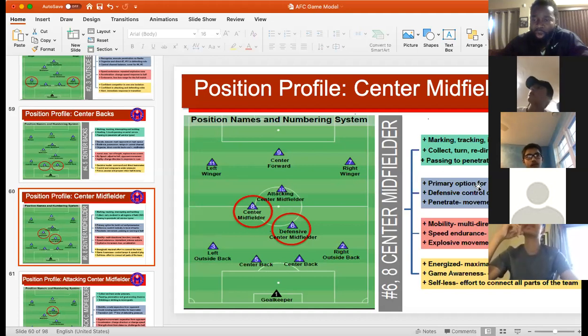Your primary option is to build play out of the other possessions. Defense control centrally in front of the back. Penetrating movement, passing, run with the ball.